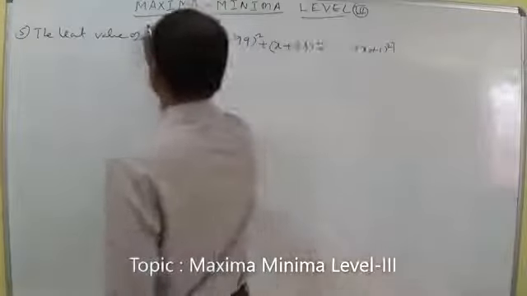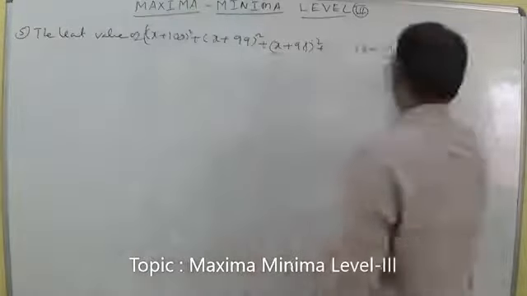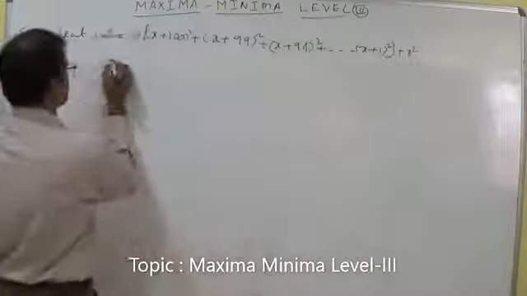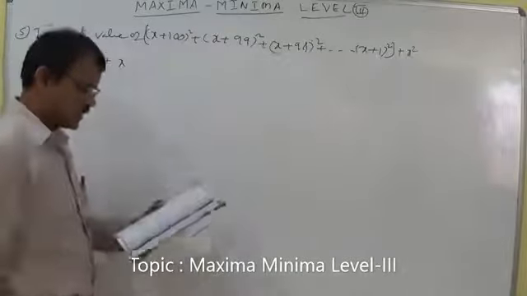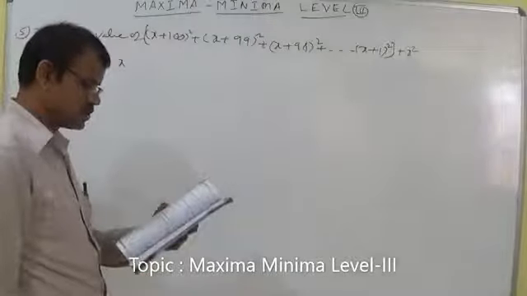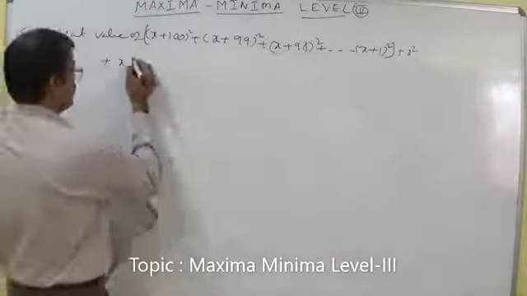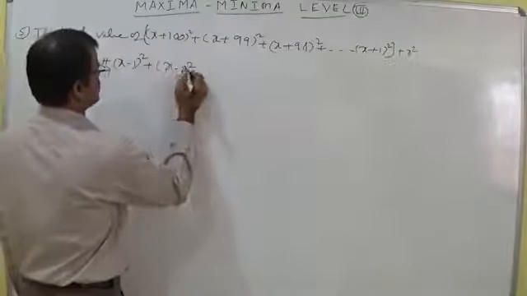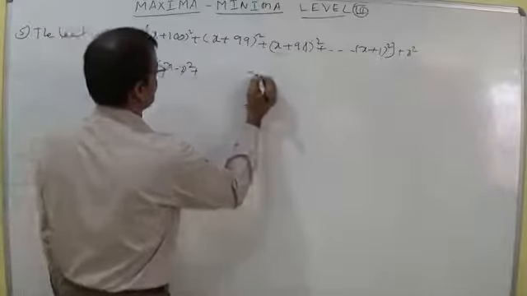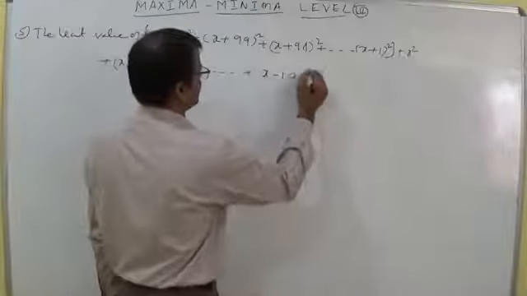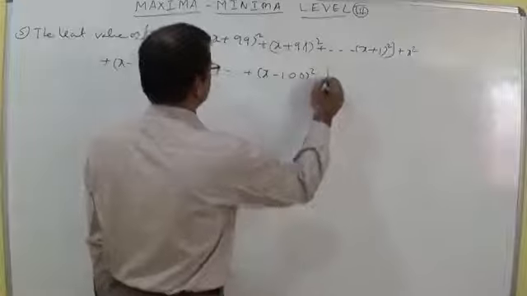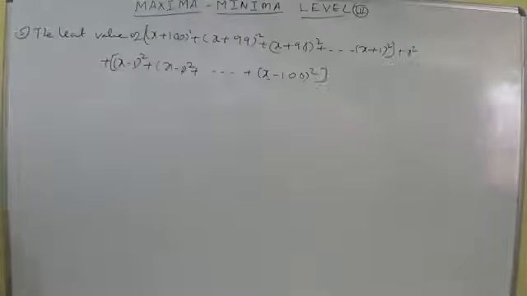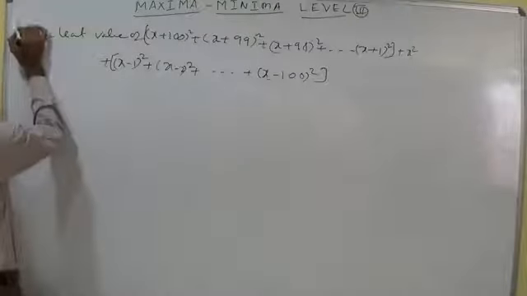Let us take this one as a group, plus x square, plus next group I am writing here (x minus 1) whole square. So terms are reducing. (x minus 1) whole square plus (x minus 2) whole square, so on, (x minus 100) whole square. You should calculate the least value of these numbers. This is important for the exam.